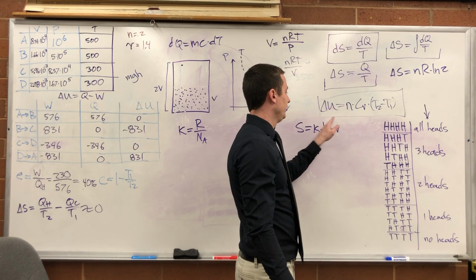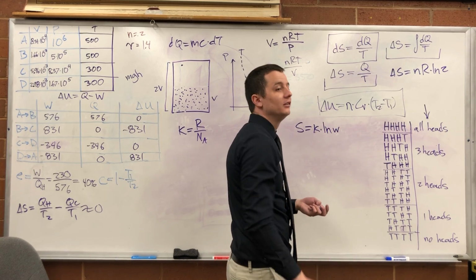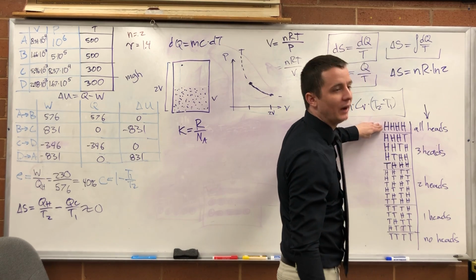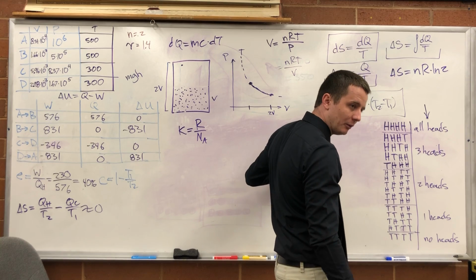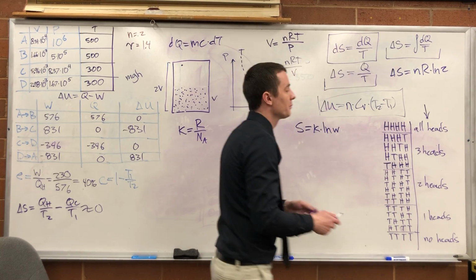X to the power of what is 1? Or e to the power of what is 1? 0. That's right. So we have it set up so that when there's only one microstate, then the entropy is 0. And as there's more than one microstate, entropy increases. Okay.